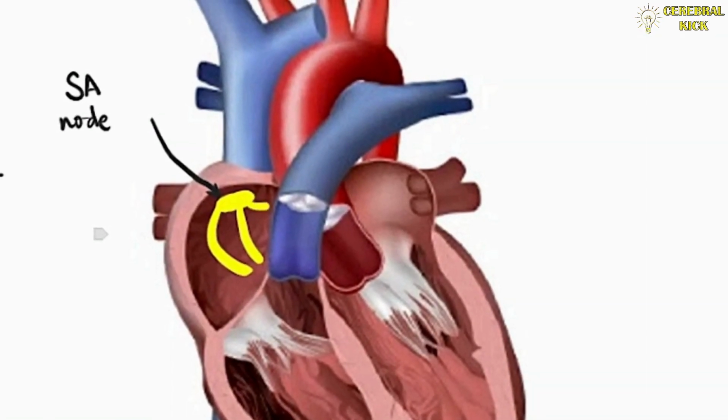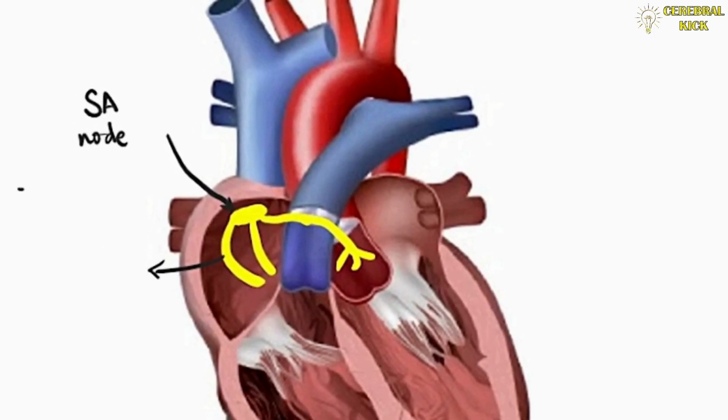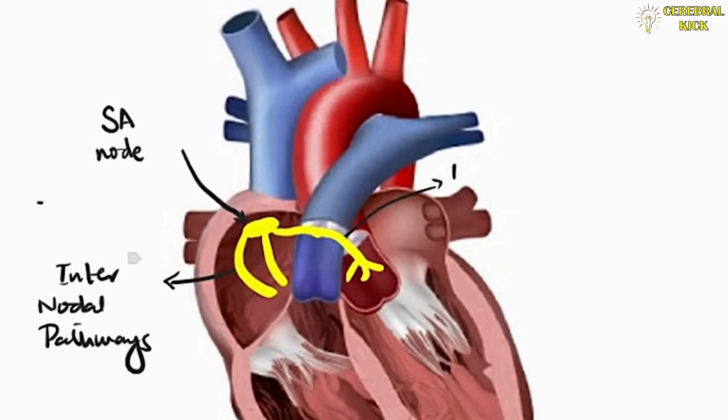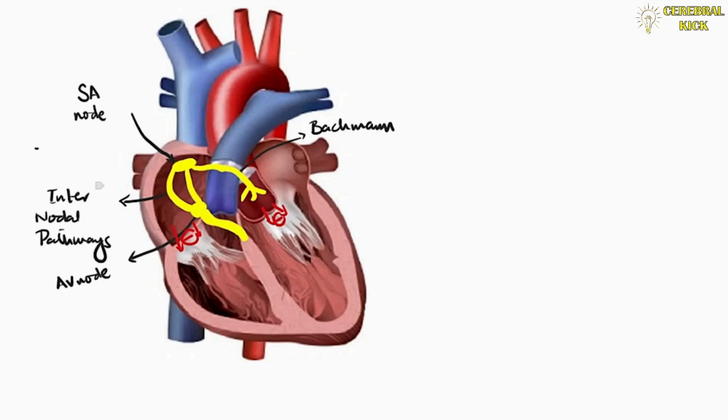The SA node transmits this impulse through the internodal pathways, which are distributed through the right and left atrium, including the Bachmann bundle, which goes into the left atrium, until it ends onto the AV node. Now note that this current generated through the SA node cannot go into the ventricle through the AV junction or the atrioventricular junctions. It has to pass through the AV node in a normal heart for it to be transferred into the ventricle.